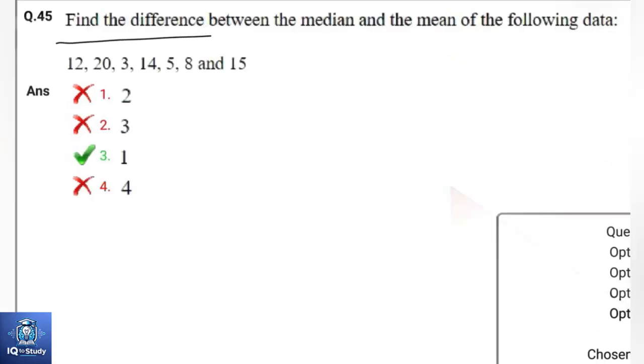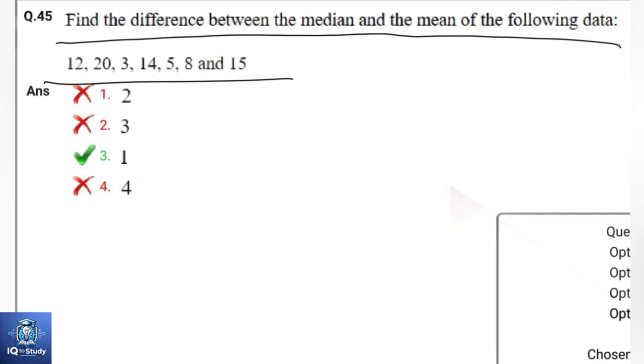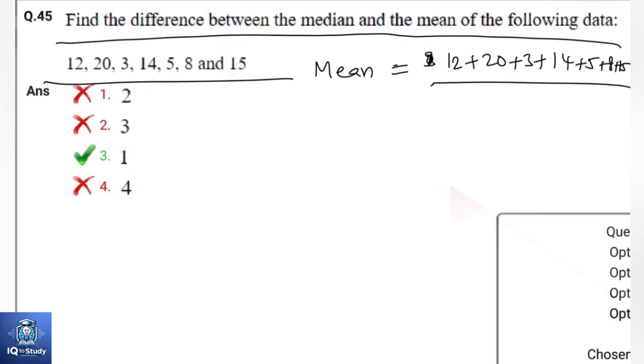Find the difference between the median and the mean of the following data: 12, 20, 3, 14, 5, 8 and 15. We know that mean is equal to the sum of observations by the number of observations. So that is equal to 12 plus 20 plus 3 plus 14 plus 5 plus 8 plus 15 divided by 7, because there are 7 observations, which is equal to 77 by 7, that is 11. So mean is equal to 11.